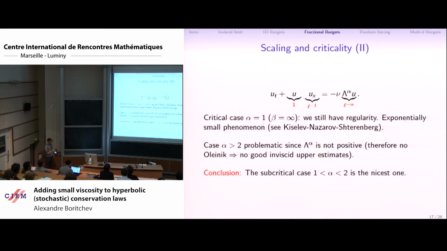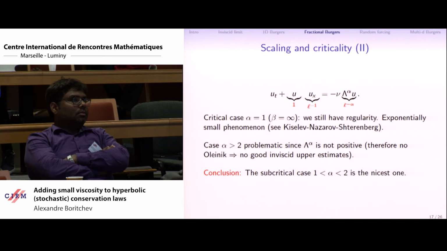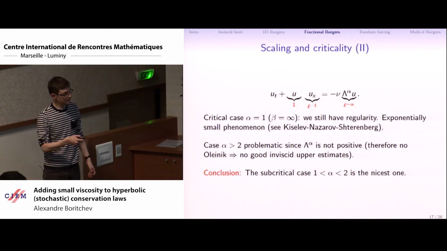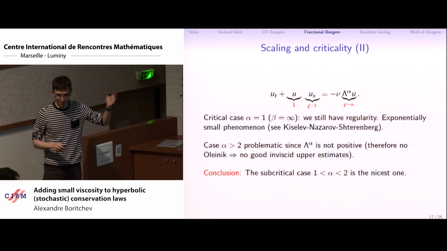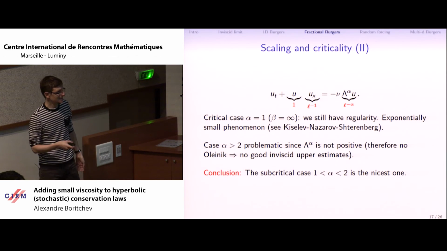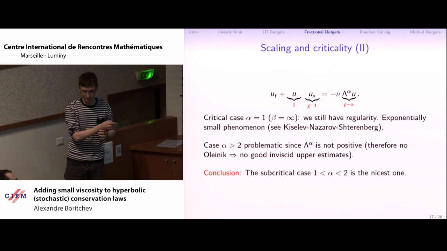So now let me say a few words about the most analytically involved case, which is alpha equals 1. Alpha equals 1 gives you beta equals infinity, which can mean more or less anything. And actually in this case we still have regularity, and if you read the paper with Kiselev, Nazarov, Sternberg, and you rescale in an appropriate way with respect to nu, you do have viscous layers which are exponentially small.